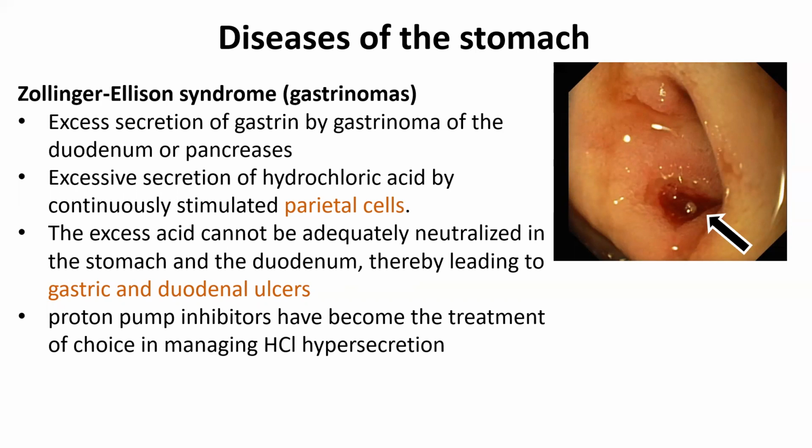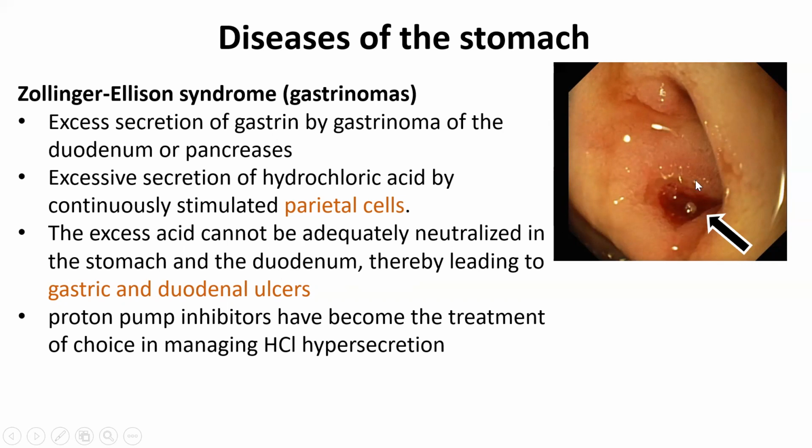So what happens? Excessive secretion of hydrochloric acid because of the continuous stimulation. The gastrin stimulates the HCl, so the parietal cells keep going. Even with the presence of those protective secretions, when you have an overwhelming amount of acid, you will develop an ulcer. The acid will erode the protective mucosa because the secretions can't keep up. So the excess acid cannot be adequately neutralized by the stomach. You just keep adding acid all the time, leading to gastric or duodenal ulcers.